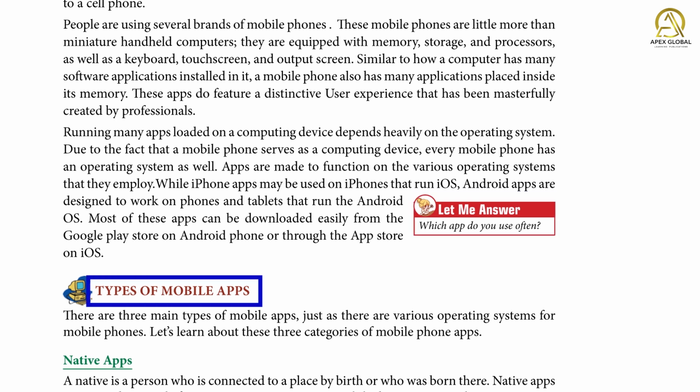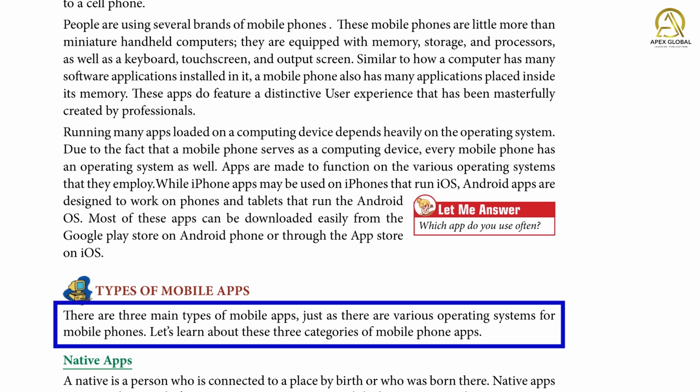Types of mobile apps. There are three main types of mobile apps. Just as there are various operating systems for mobile phones, let's learn about these three categories of mobile phone apps.